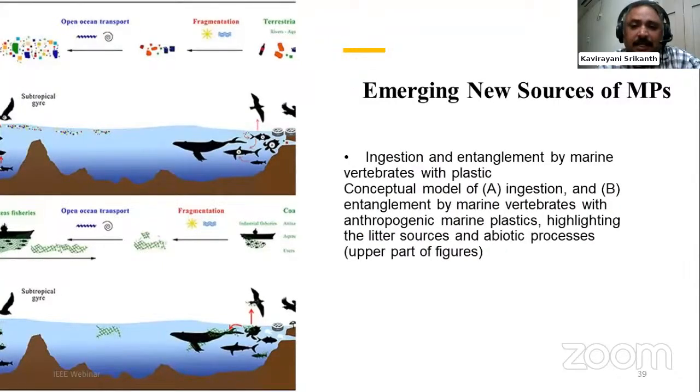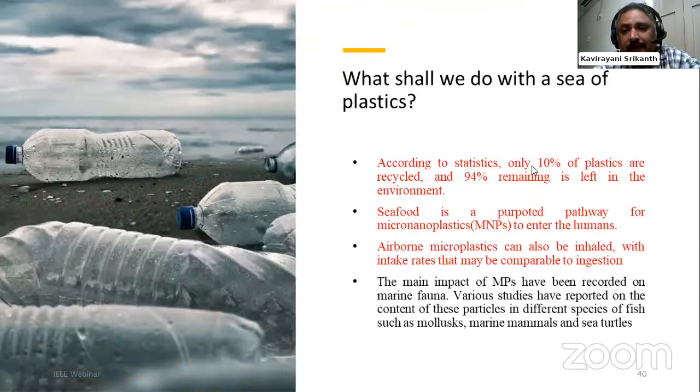And then there are again ingestion and entanglement in the marine vertebrates and the plastic conceptual model that are there. Okay, so if we have to understand this, the statistics says only 10% of plastics is being recycled, 94% is remaining in the environment, and seafood is one of the main ways in which it enters the human, and airborne microplastic is again becoming a new problem.